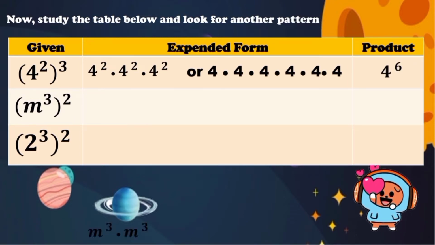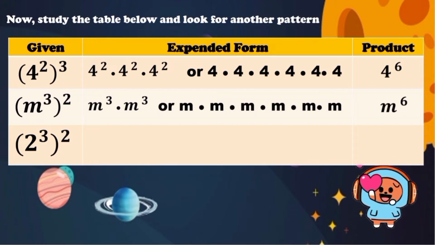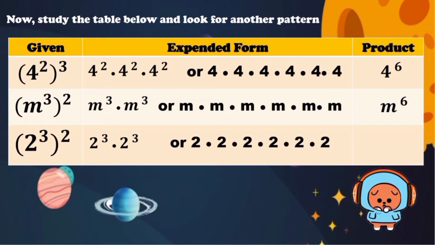Next is m cubed to the 2nd power. We have 2 sets of m cubed, or we have 6 m's. That gives us the product of m to the 6th power. Lastly, we have 2 to the 3rd power raised to the 2nd power. We have 2 sets of 2 cubed, or 6 2's. We have 2 to the 6th power.